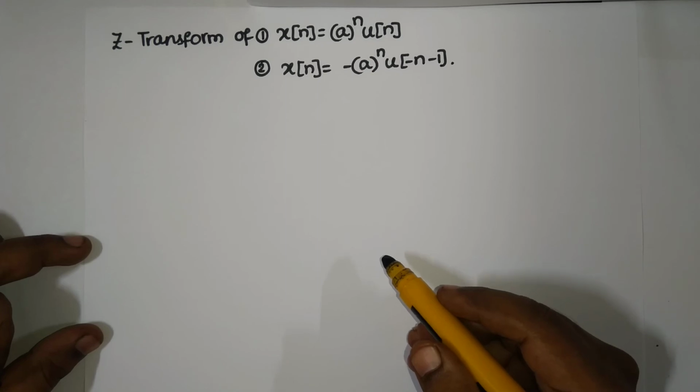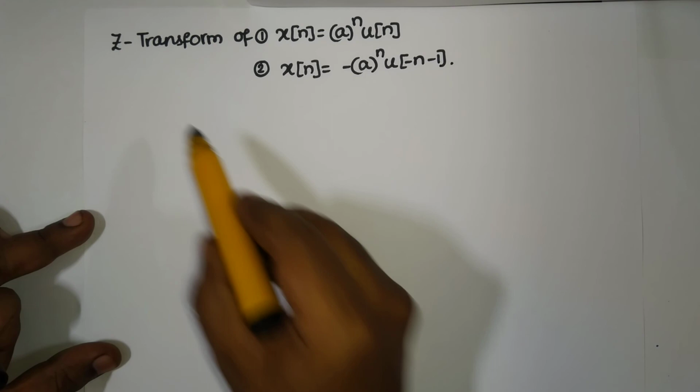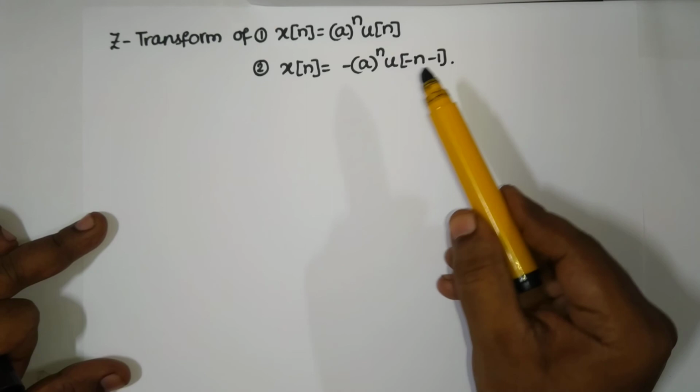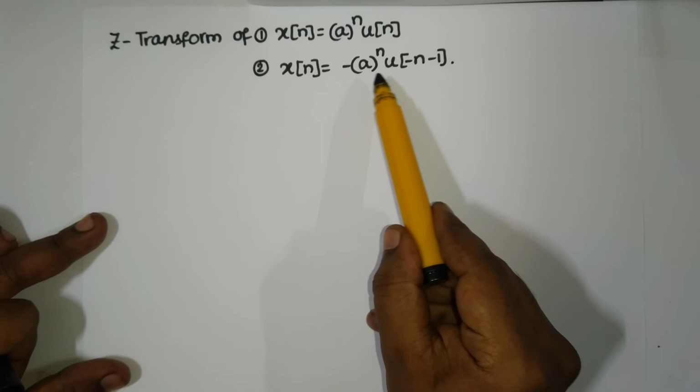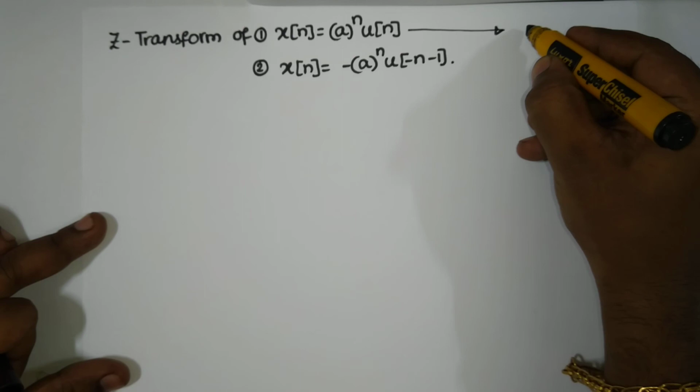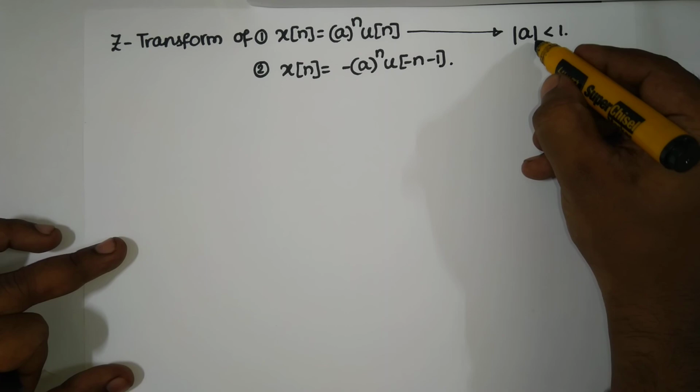In this lecture, I will try to find the Z transformation of an infinite duration causal sequence and also an infinite duration anti-causal sequence. Now, from this, what we assume is this. Let us assume A is less than 1. Okay, A is less than 1, so we will take, say, A is equal to half.